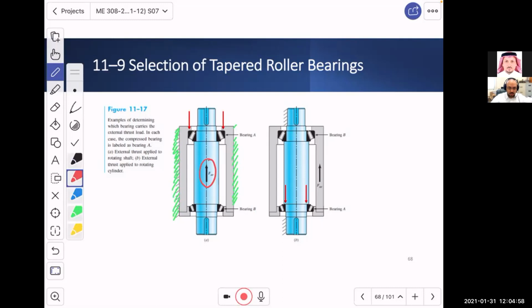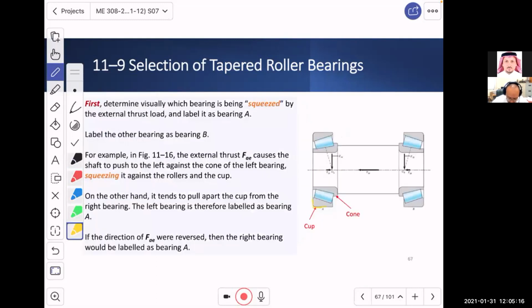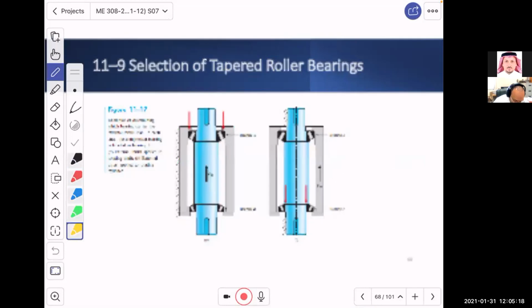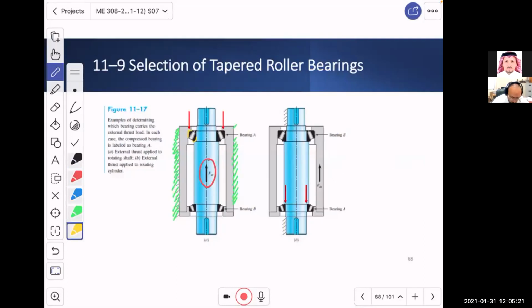The casing is fixed. And if you look carefully over here, you will see that this is the cup, right? This is the cup over here, and the cone is the one inside. And this is the cone. Now, the cup is restricted from movement by the casing. And I'm putting these two arrows to indicate that if you push the cup this side, the casing will push from the other side.